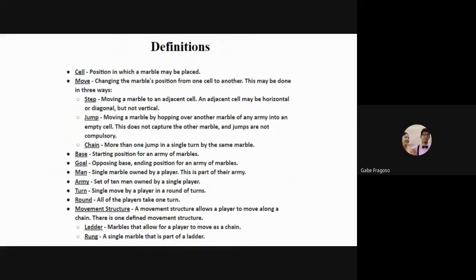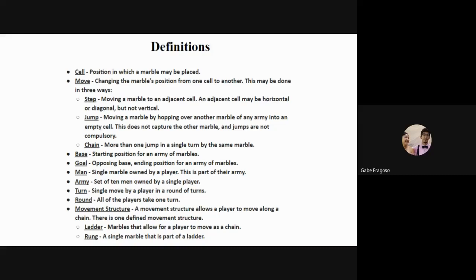Chinese checkers is played on a star-shaped grid. The goal for each player is to move their army from their base to the goal, which is the opposing player base. To move their men, a player can step, which means to move a man to an adjacent cell, or a player can jump, which is to move their piece to the other side of an adjacent piece. A player may make multiple jumps in a row to move as a chain in a single turn.